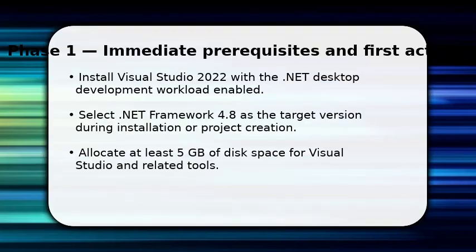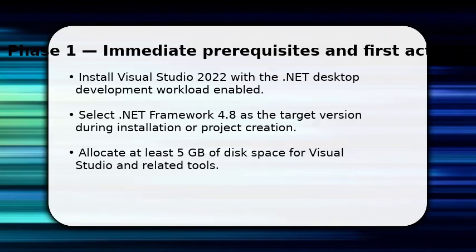First, install Visual Studio 2022 with the .NET desktop development workload enabled. Select .NET Framework 4.8 as the target version during installation or project creation. Allocate at least 5 GB of disk space for Visual Studio and related tools.